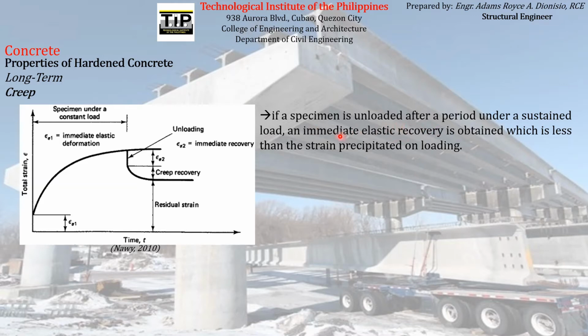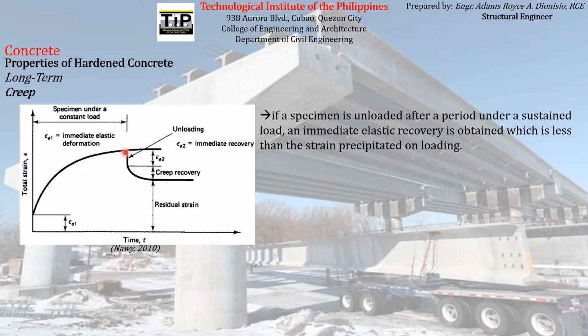So what do we mean by that term, immediate elastic recovery? Again, let us recap the loading history of the material. When you apply a load to a material, it will have an immediate strain of a certain magnitude, which is what we call the elastic strain. And then as time goes by, as the material sustains that load, it will experience additional strain, which is what we call the creep strain.